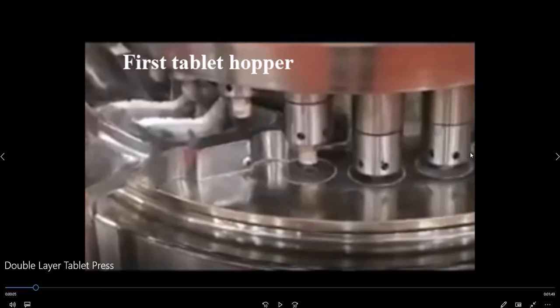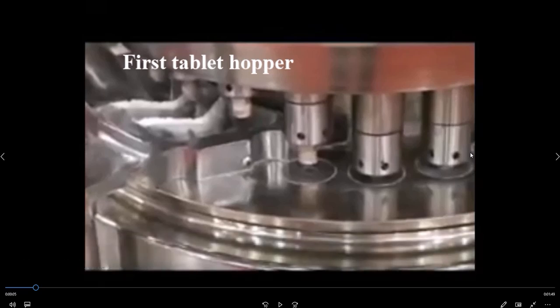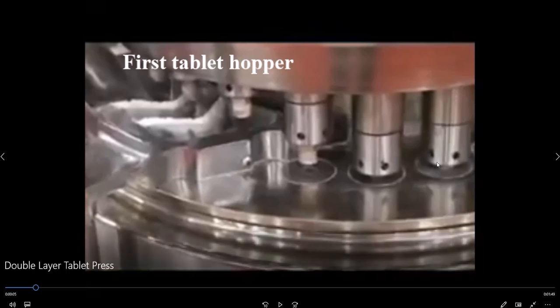Then we have, how many hoppers will we have? We will have 2 hoppers. Each hopper will be responsible for a layer formulation. Therefore, I will have 2 layers. I can also have 3 layers. If I want to produce 3 layers, in this case I will need 3 hoppers. Okay? Each hopper will contain its own formulation.